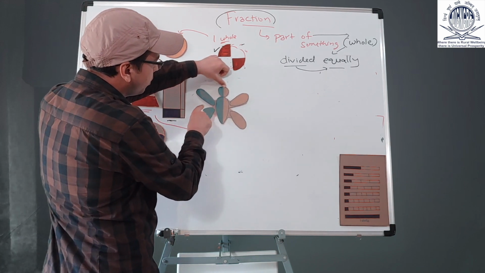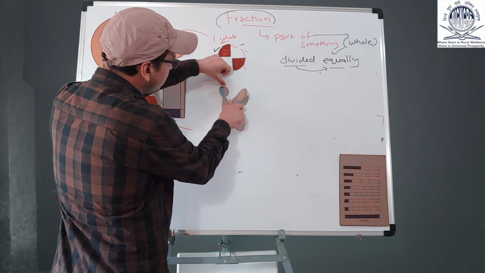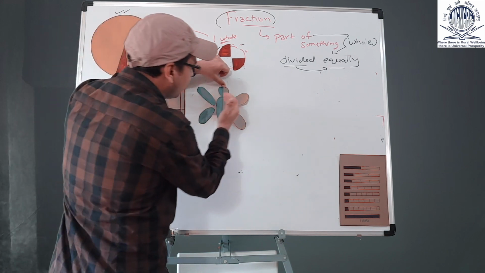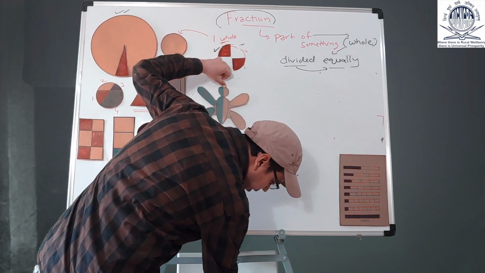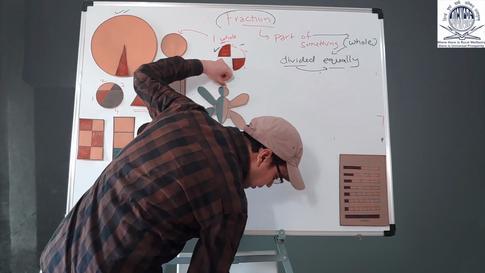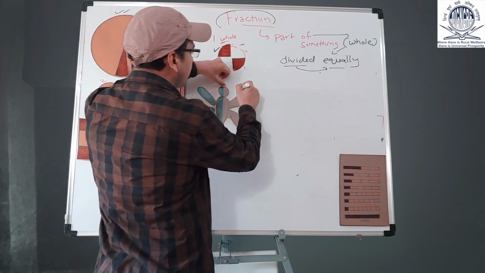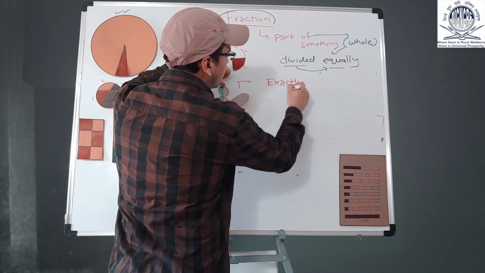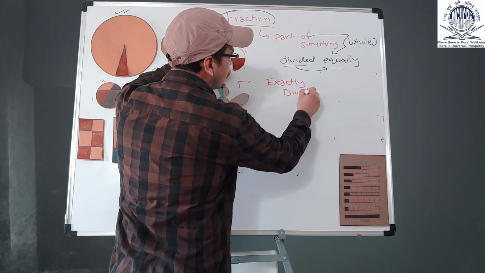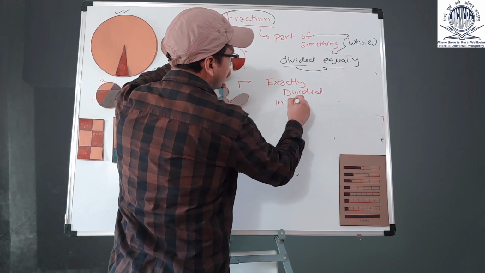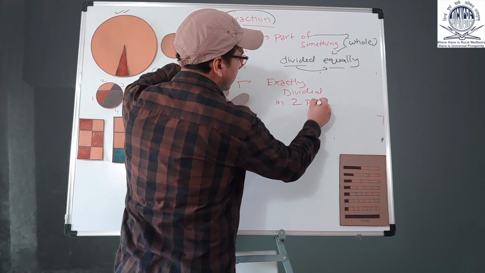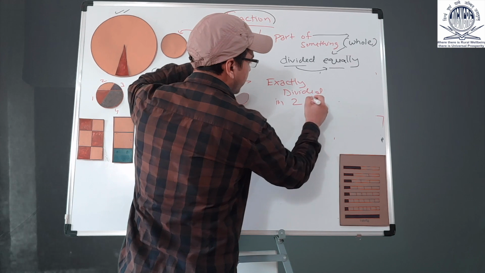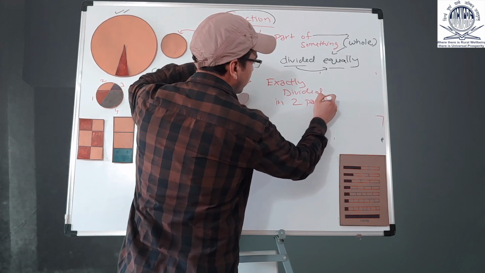And exactly when you superimpose over here, we see, yes, they're superimposing, so that means they're exactly divided into two pieces. So what I can derive from over here is that this picture is exactly divided in two pieces, or in two parts. Better word is part, because we are not cutting them. They're divided into two parts.